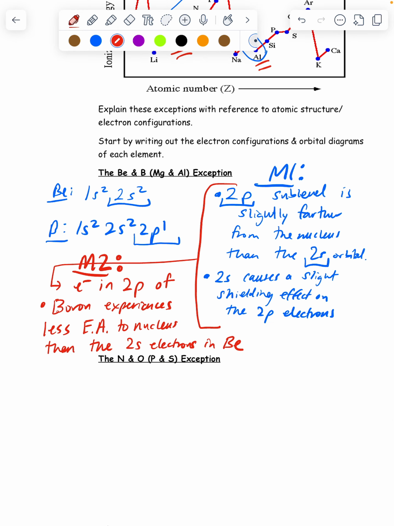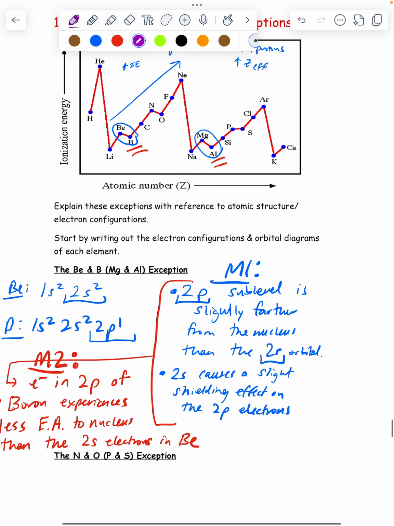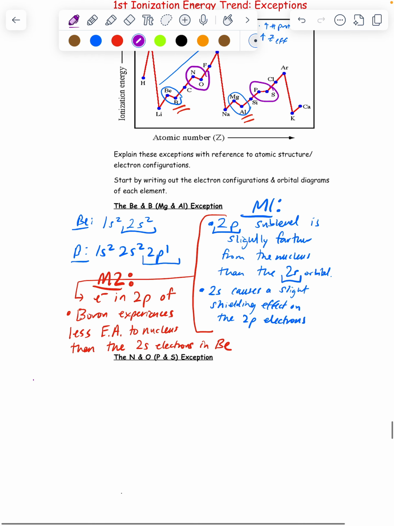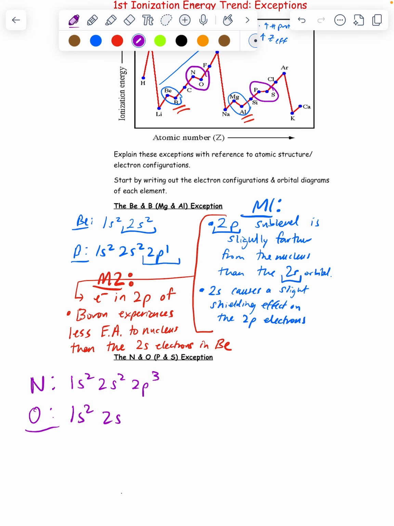If we move on to the next discontinuity here, so I'll circle these ones in purple, we're going to have to use a different line of reasoning, because when we write out their electron configurations, I get that N is 1s2, 2s2, 2p3, and oxygen is 1s2, 2s2, 2p4. So if I look at them right away, they both have the same sublevel. They have electrons in the 2p. So that's not really going to help me. I don't have s versus p here.